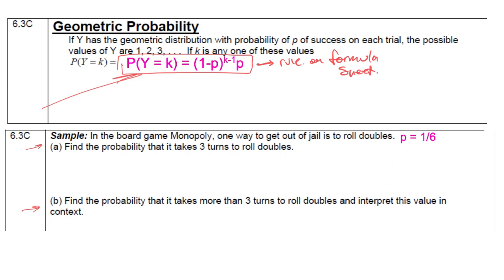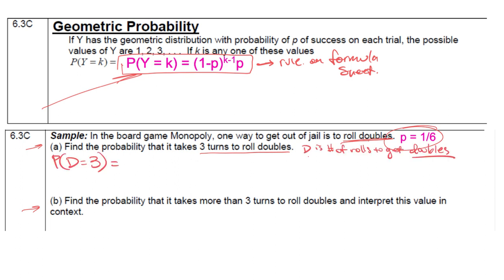One way, if you've ever landed on "Go to jail, go directly to jail," the only way to get out is to roll doubles. So 1-1, 2-2, 3-3, and so on, two of a kind on a pair of dice. You're rolling 2 dice, and they both need to be the same. The chance of that happening is 1 out of 6. So what's the probability it takes 3 turns to roll doubles?